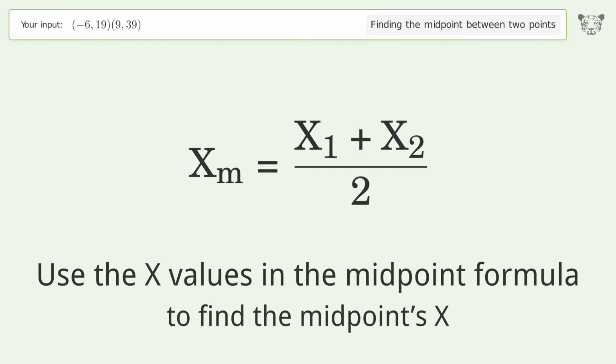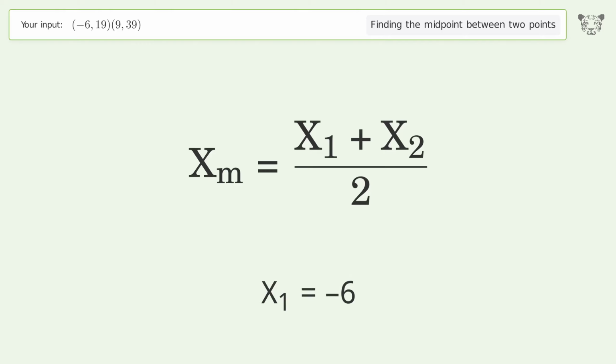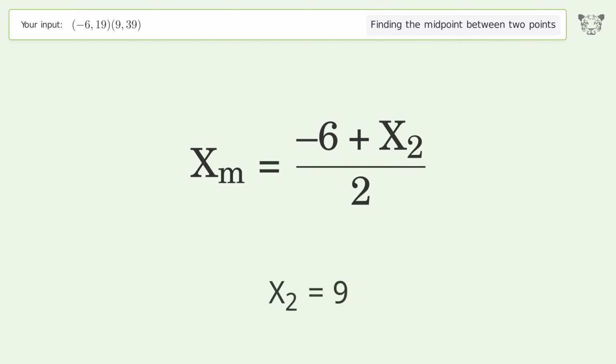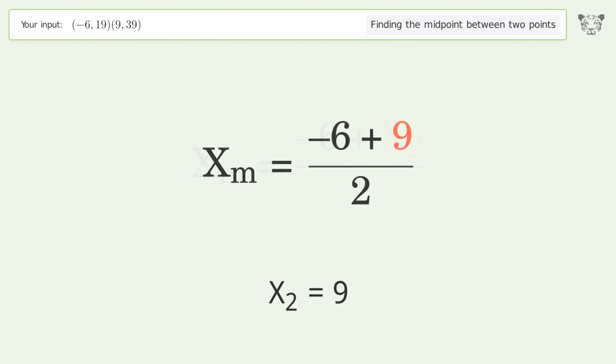Use the x values in the midpoint formula to find the midpoint's x. x1 equals -6. x2 equals 9. Simplify the arithmetic.